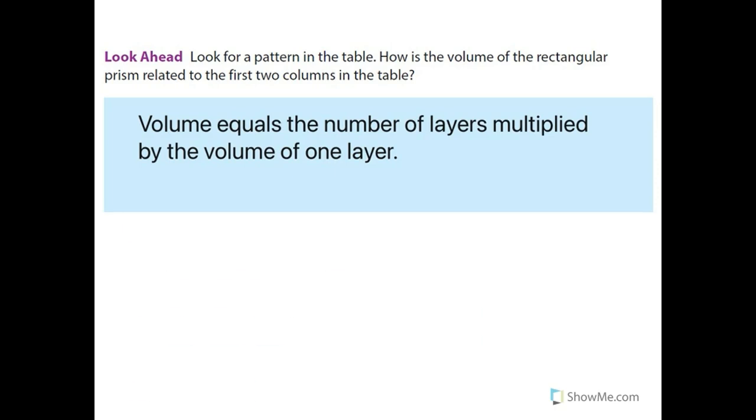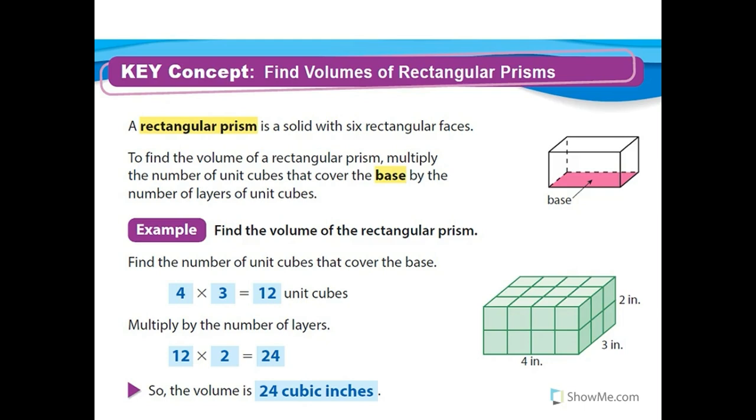Well, let's look at our key concept. Find volumes of rectangular prisms. A rectangular prism is a solid with 6 rectangular faces. To find the volume of a rectangular prism, multiply the number of unit cubes that cover the base by the number of layers of unit cubes.